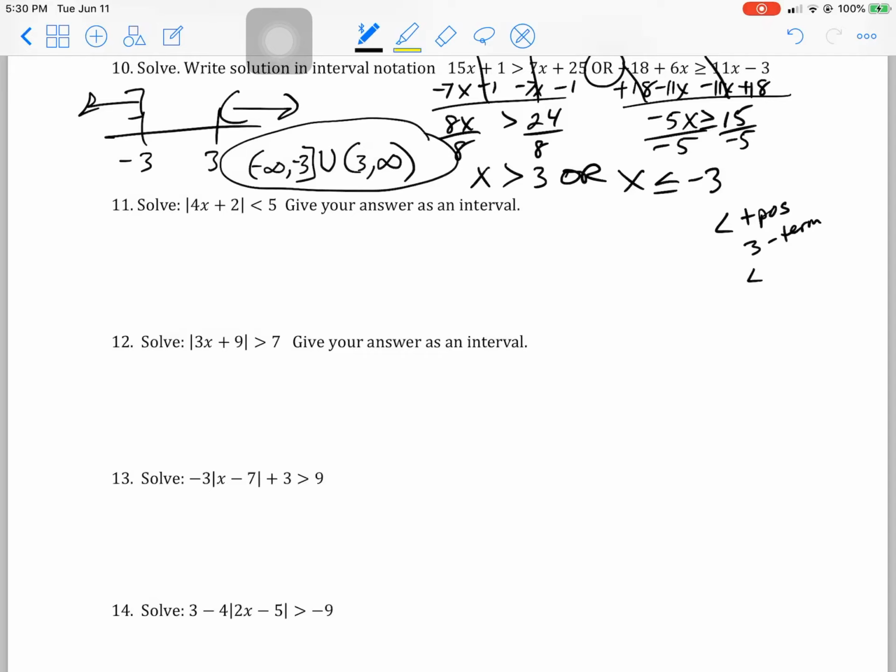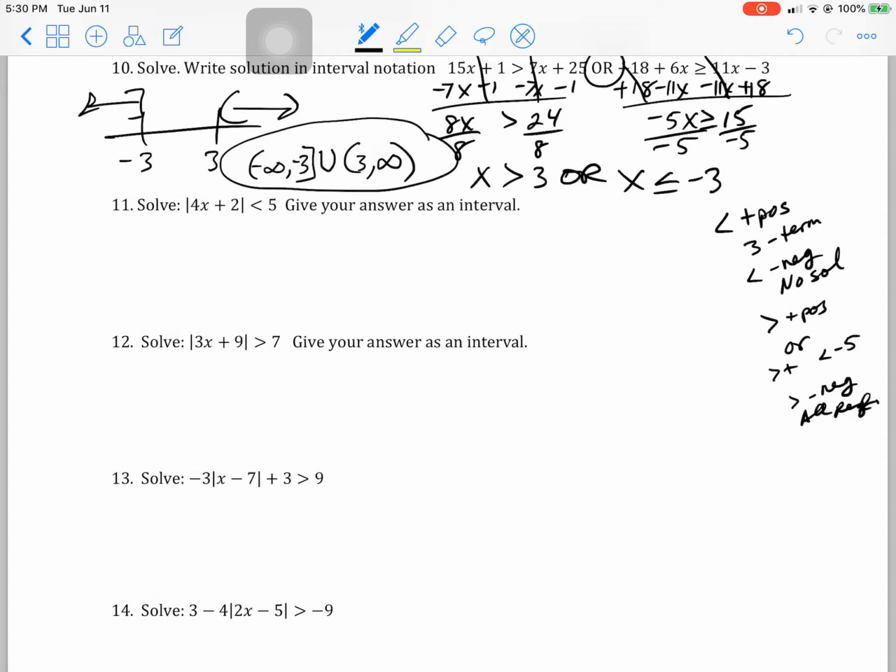If it's a less than a negative number, then it's going to be no solution. All right, if it's a greater than and it's a positive number, you're going to make it an or problem with the same and the opposite, and I'll explain that one. And if it's greater than a negative number, it's going to be all real. So that's a nice thing to put on a flashcard if you need to, okay?